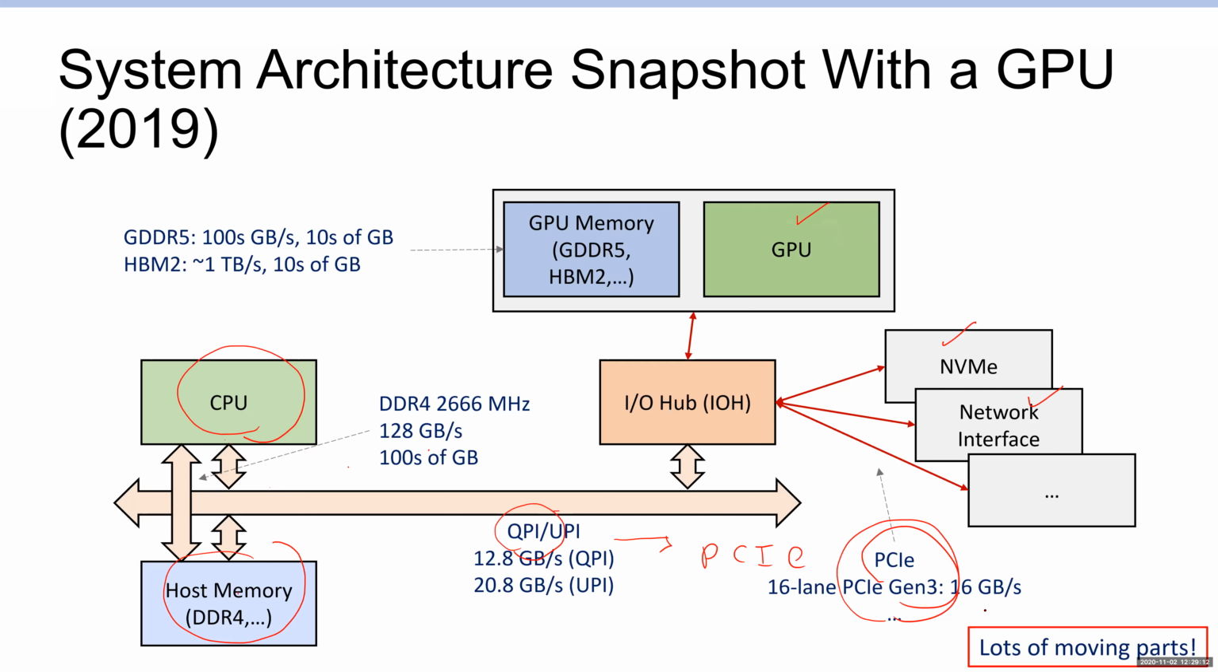Gen 3 is 16 gigabytes. I think Gen 4 is significantly higher. It just came out recently. AMD Ryzen allows Gen 4, and I think Intel's next-gen processors will also support Gen 4 PCIe.